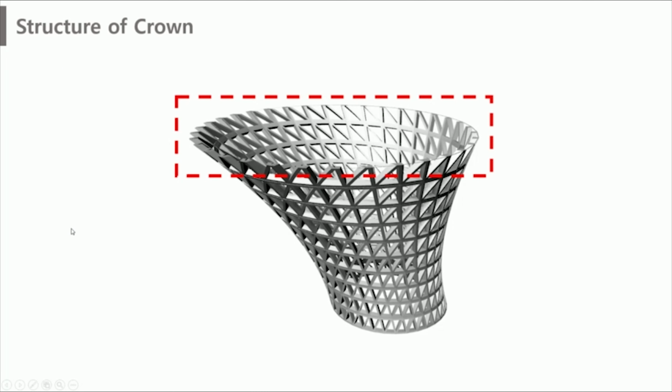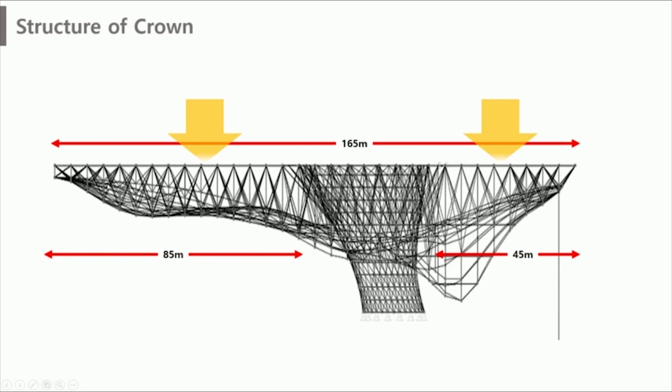Next, I will talk about the structure of the crown. In the Busan Cinema Center, a structure is needed to support a cantilever roof, 85 in the front and 45 in the rear. Therefore, the structure of the double cone had to be designed to support the load of the cantilever roof.